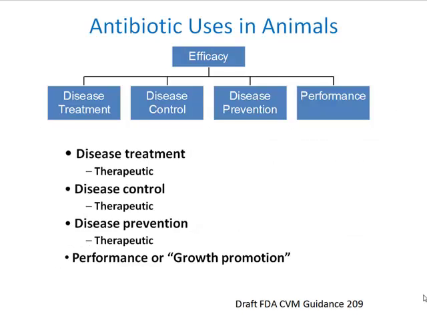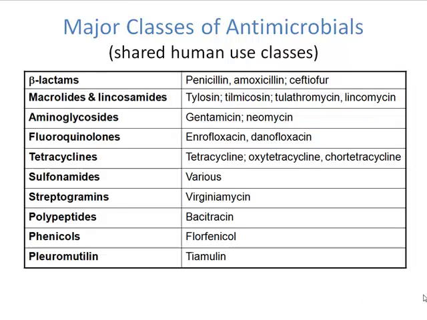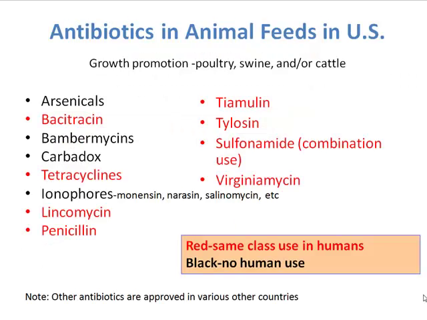We've hit a number of the indications already, whether it's prevention, control, treatment, or performance, so I won't spend time on that one. I think Mike had shared some of this information, the shared human use classes, just to catalog those. So there's quite a variety of those. I won't go into detail on those at this point. I would mention again, just to reinforce the point, that there are some of those shared classes with human use for growth promotion, poultry, swine, and or cattle. You can kind of see the list here.